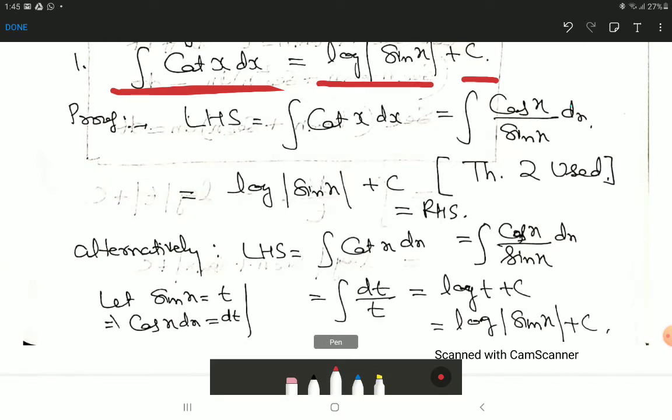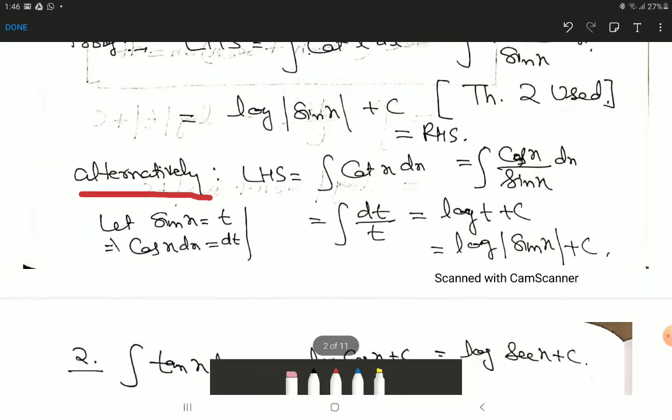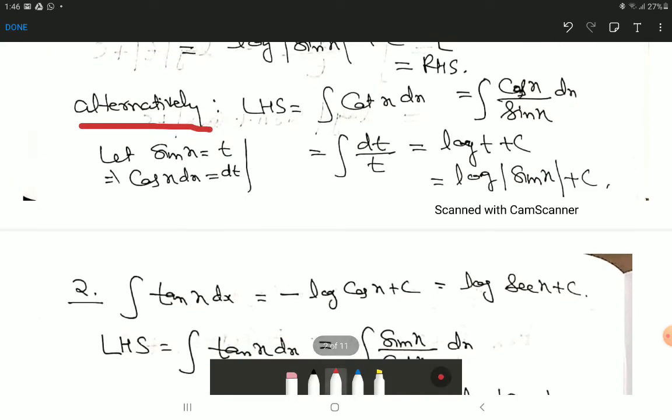So we can prove it alternatively also using substitution. Again, considering left hand side, cot x means cos x by sin x. Let sin x is equal to t. We will assume always the function as t. So cos x dx is dt. If you differentiate it, you will get cos x dx is dt.